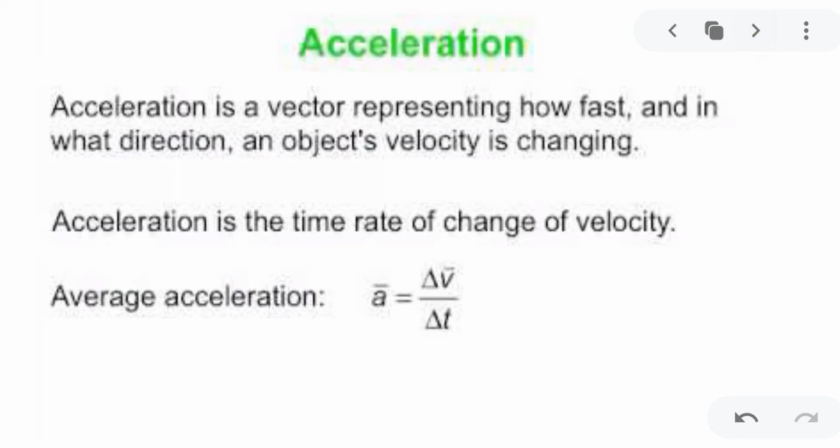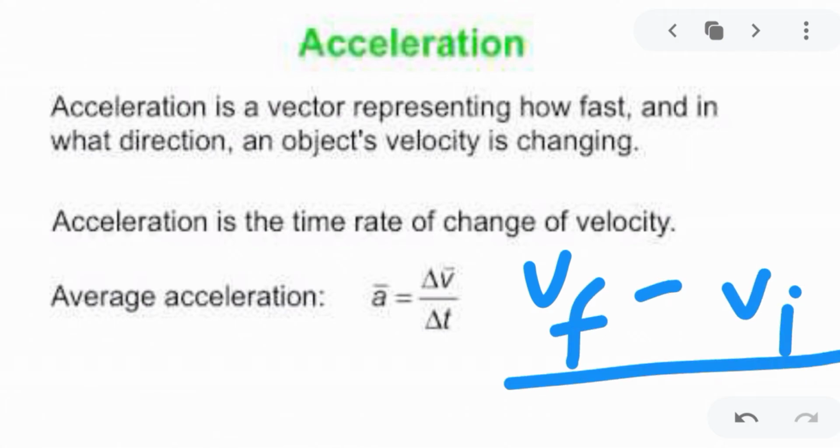Okay, so we have defined acceleration as a vector representing how fast and in what direction an object's velocity is changing. Acceleration is the time rate of change of velocity, wherein the formula for that is that average acceleration, denoted by a bar, is equivalent to the delta of the velocity, which is Vf, final velocity, minus the initial velocity, and then the elapsed time or change in time, which is the final time, TF, minus the TI, if you will expound this formula.